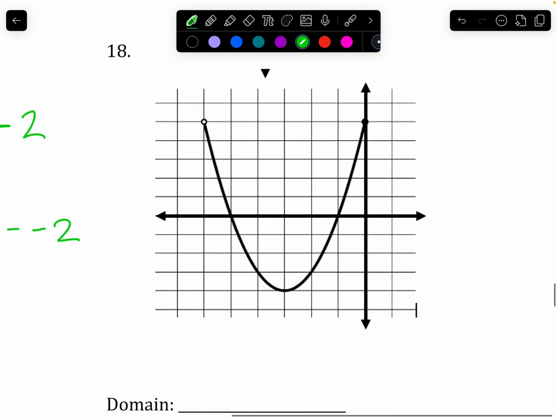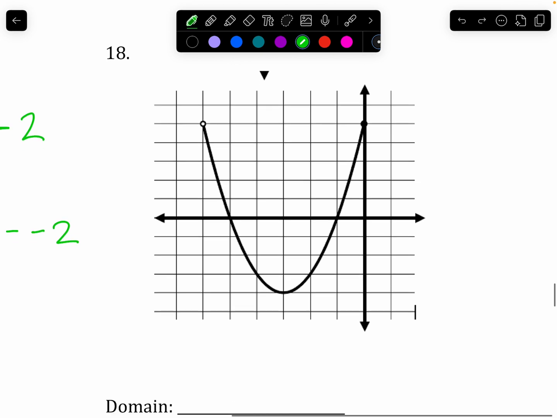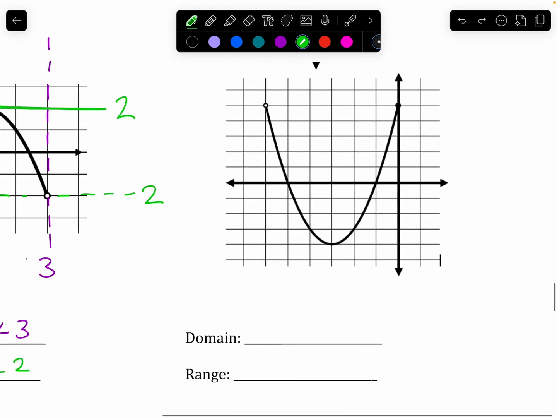Okay. Let's look at number 18. I don't know what this is up there. Just ignore that. I'll fix it, I think, before I give this to you. Okay. Let's look at the domain.